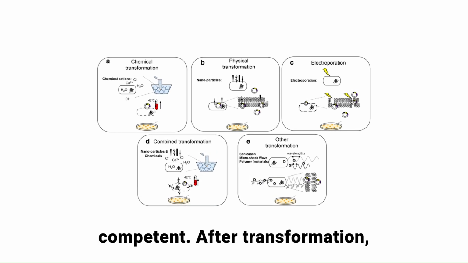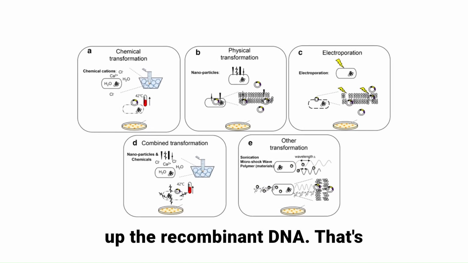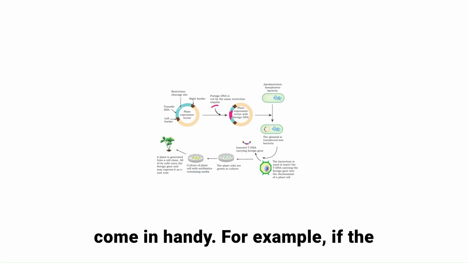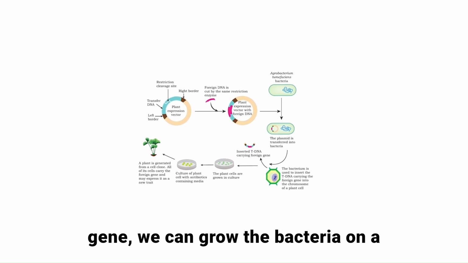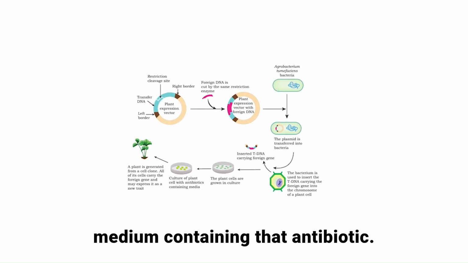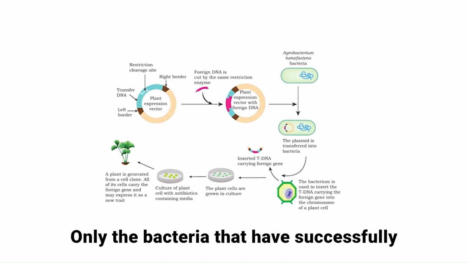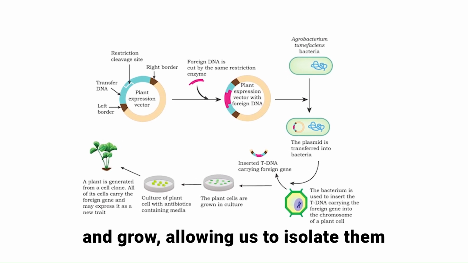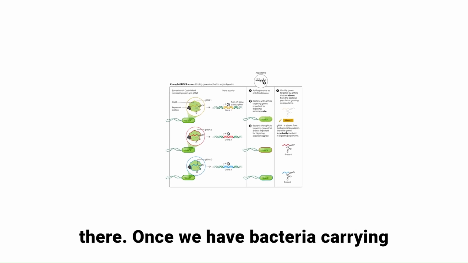After transformation, not every bacterial cell will have taken up the recombinant DNA. That's where selectable markers on the vector come in handy. For example, if the vector carries an antibiotic resistance gene, we can grow the bacteria on a medium containing that antibiotic. Only the bacteria that have successfully taken up the recombinant DNA will survive and grow, allowing us to isolate them easily. But the process doesn't stop there.